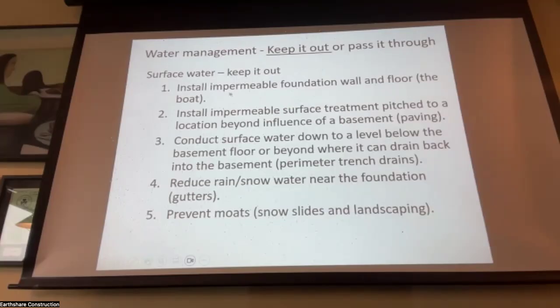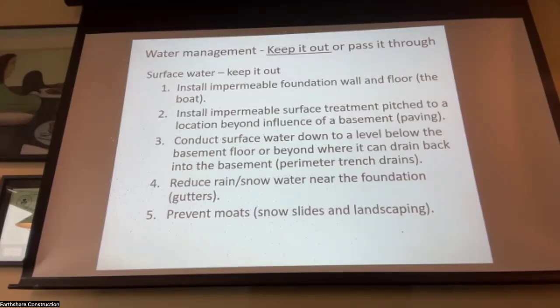If you put an impermeable surface treatment, anybody doesn't know what that is? Basically, you're going to pave the outside in a way that it runs the water off so it doesn't run down the ground and go in through the foundation itself. Conduct the water down to a level below the basement floor, which is what we typically do with our standard foundation drainage systems, and reduce snow water near the foundation. And that's a gutter type system. And you have to prevent moats from snow slides and landscape.